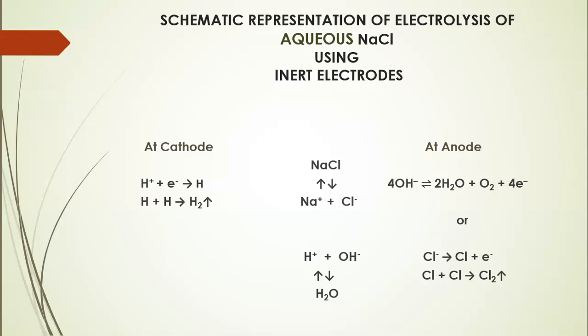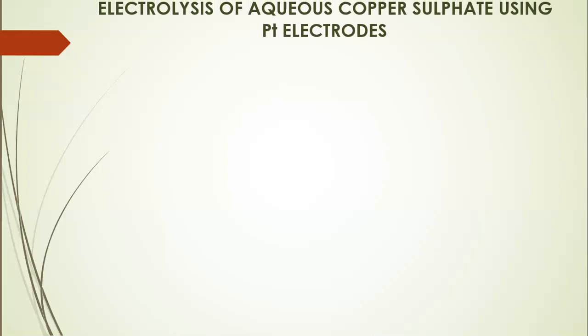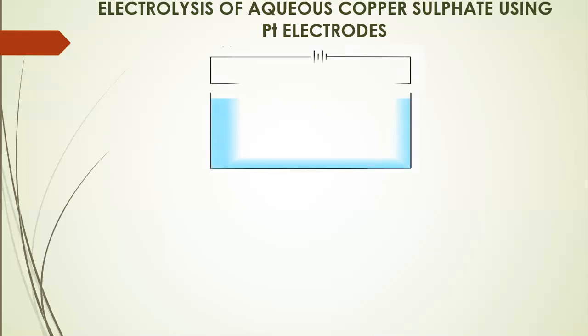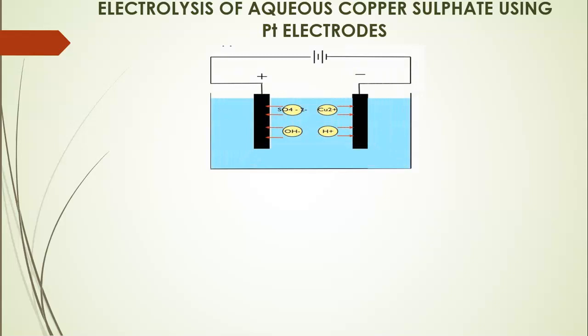To understand this, let us again see some other electrolyte. Let us take the example of aqueous copper sulfate. So this is electrolysis of aqueous copper sulfate using platinum electrodes. This is an electrolytic cell and two electrodes which are basically made up of platinum. One of them is connected to the positive terminal, hence it is the anode. The other is connected to the negative terminal of the battery and hence it is the cathode.